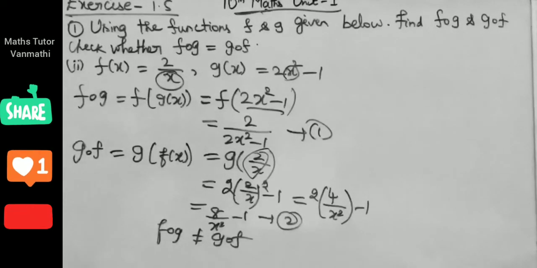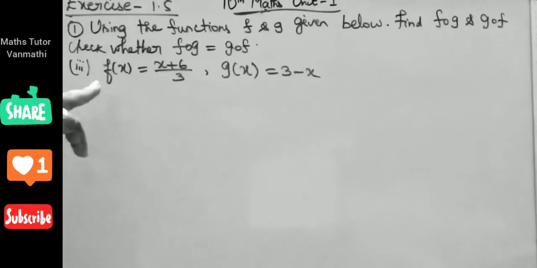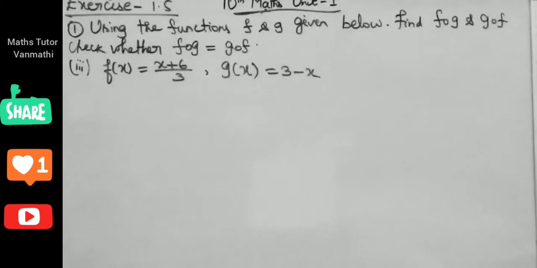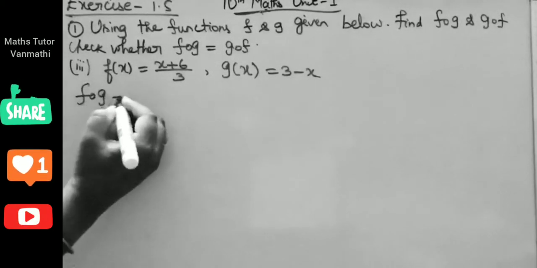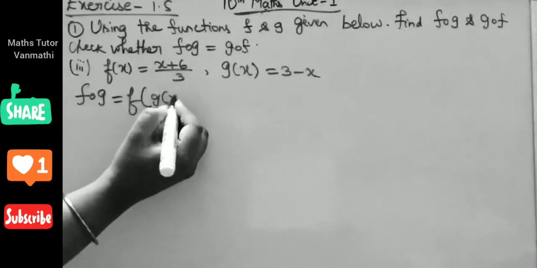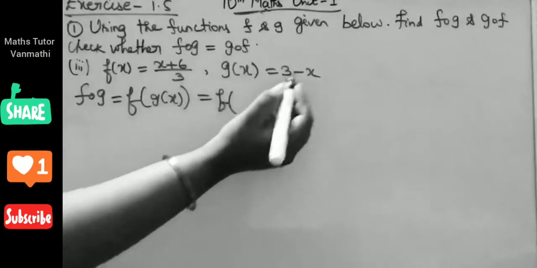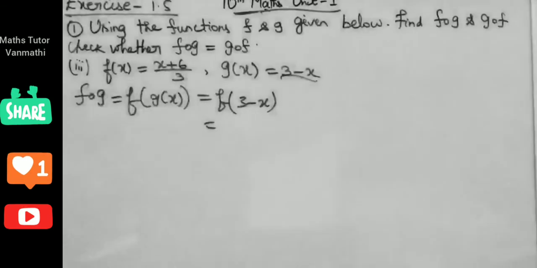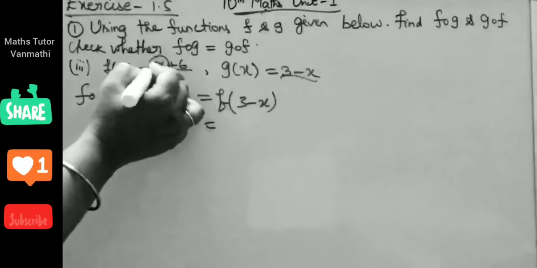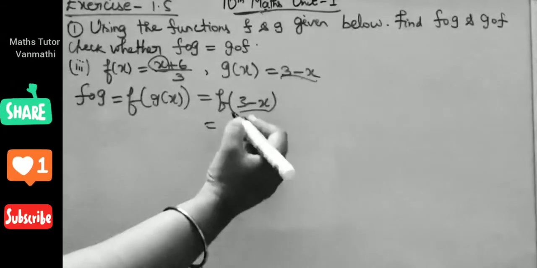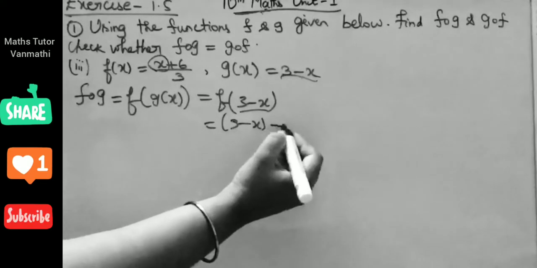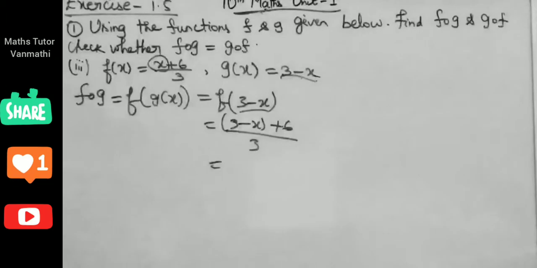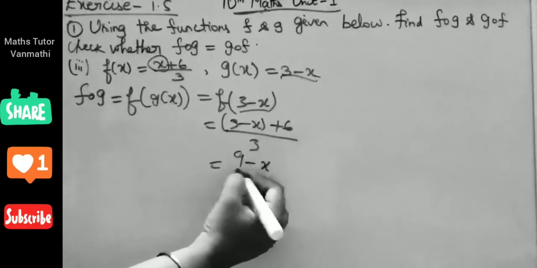Next subdivision. Third subdivision is f of x equal to x plus 6 by 3 and g of x equal to 3 minus x. First, taking f composite g, f of g of x, where g of x is 3 minus x. Then f of x is x plus 6 by 3. So replacing x with 3 minus x, you get 3 minus x plus 6 divided by 3. You get 3 plus 6, 9, so 9 minus x by 3.